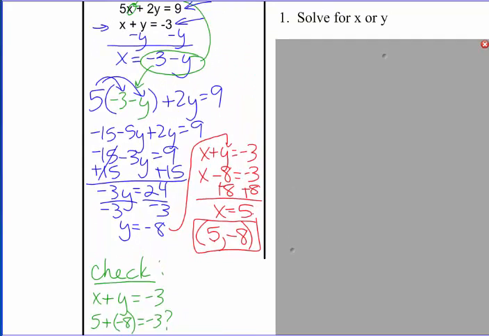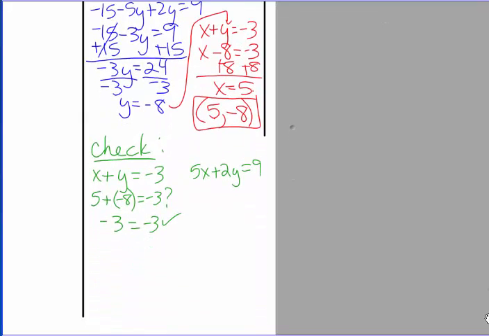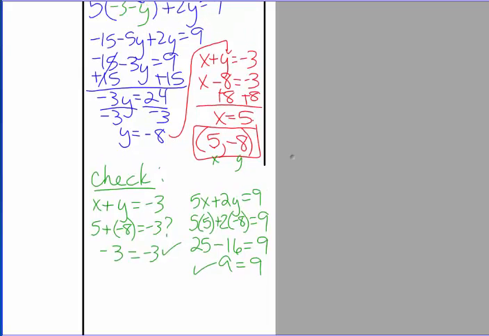Now you need to check it in the other equation. So let me get the other equation down here. So that's 5x plus 2y equals 9. So we're going to plug our ordered pair. This is x, this is y. We'll plug it into the equation. 5 times 5 plus 2 times -8. We want to see if that's equal to 9. So that's 25 minus 16 equals 9. So 25 minus 16 is 9. So 9 does equal 9. It did work in both equations, so we do have a correct answer.